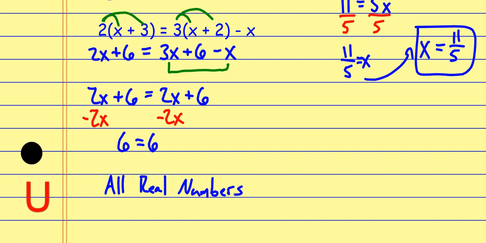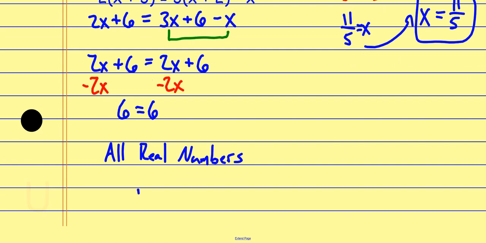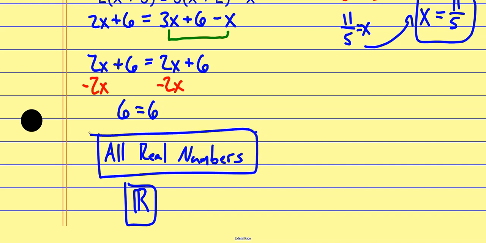Or if you're like me, there's a fancy symbol for all real numbers. Looks like this. It's a capital R with a little bar on that R. Okay? So all real numbers, or just write out all real numbers. But that's if we get a true statement. Okay? False statement, no solution. True statement, all real numbers. Okay? But other than that, we're doing the same things.